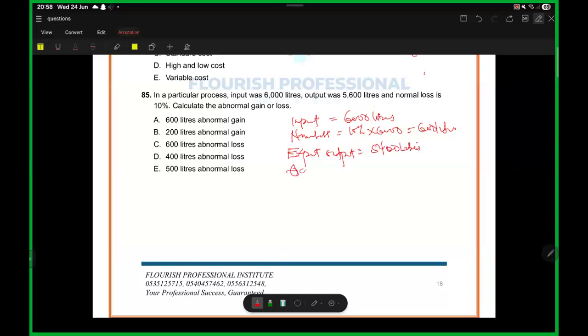And then the actual output was given as 5,600 liters. These two are what we have. Calculate the normal gain or loss. So here we are saying that we budgeted to produce 5,400, but we produced 5,600. So it means that we have gained 200, and this gain is called abnormal gain. So the answer with 600 is for B, right? So we are done. Very, very simple.